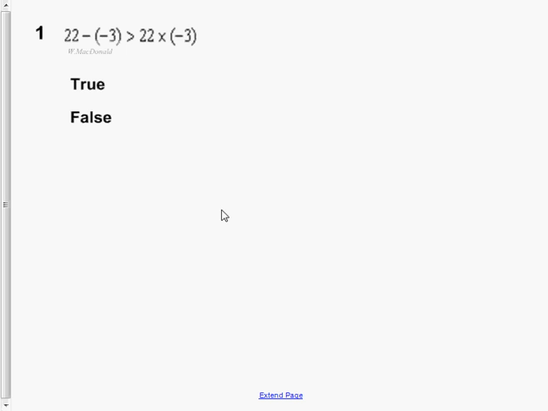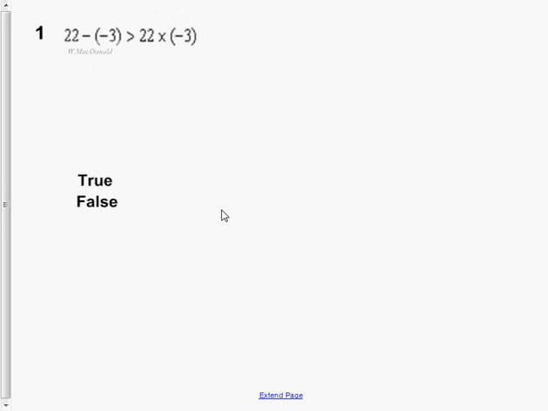22 take away -3 is greater than 22 times -3. So the first thing we have to do is realize that this says is greater than. And I know that it says is greater than because it's eating what I just said. So if I say 22 take away -3, and that symbol is eating what I said, I must say is greater than. That's kind of a shortcut way to read it properly. So I'm going to simplify this left.